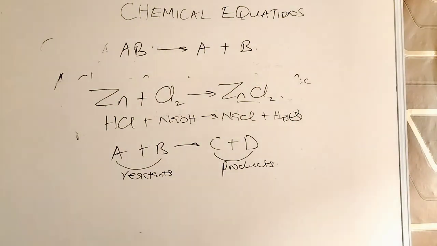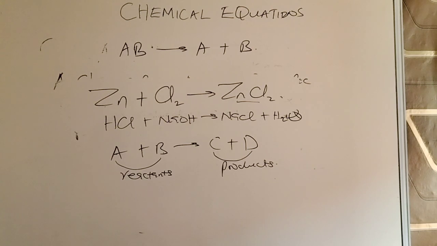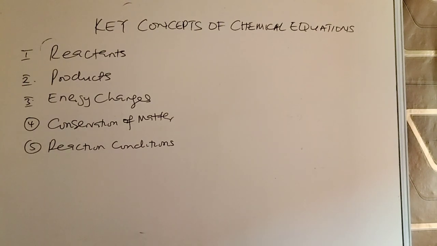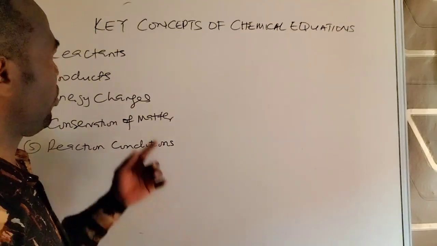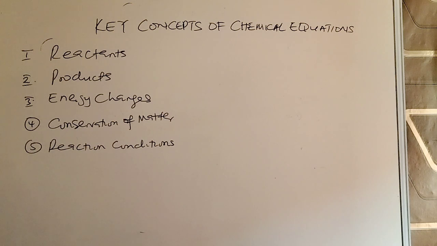So having done that, we're now going to look at the key concepts of a chemical equation. What are the terms we deal with when we discuss chemical equations? What term do we use to describe a chemical equation? The first term is called reactants. Reactants refer to the starting substances involved in a chemical reaction.